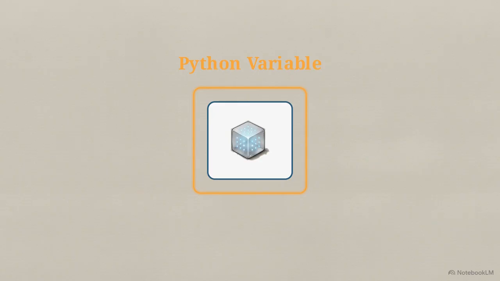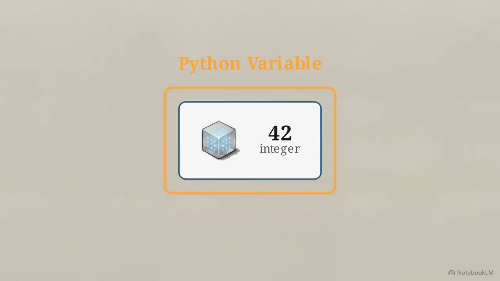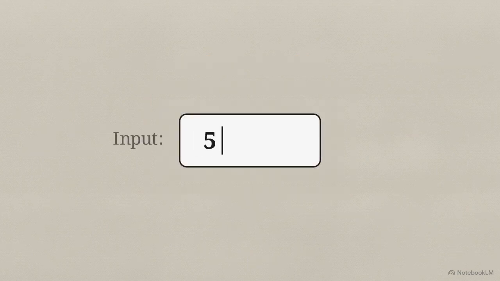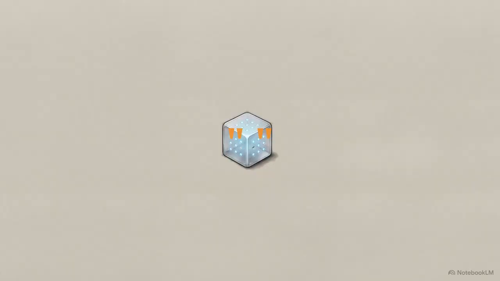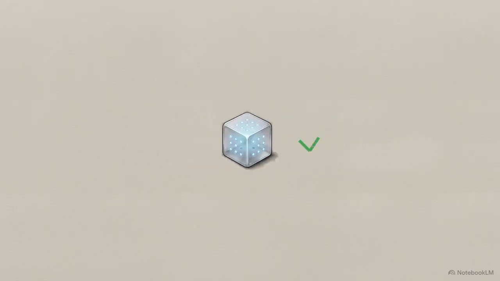And the data you put inside comes in 4 basic flavors. You have integers for whole numbers, floats for decimals, booleans for true or false flags, and strings for text. A common friction point for beginners happens when taking user input. By default, anything a user types is saved as a string. If they type the number 5 and you try to add it to another number, Python throws an error because it sees text, not math. You have to explicitly wrap it in an int function to convert it to a usable integer.